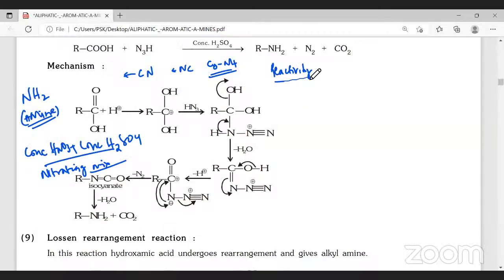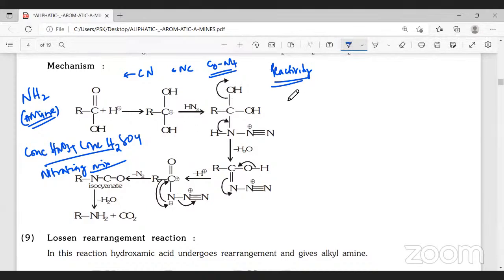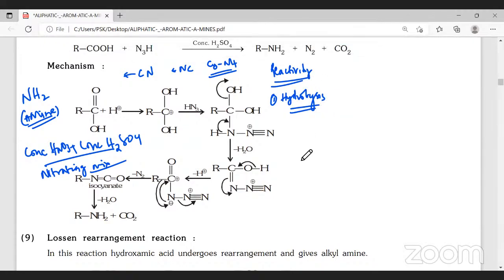Reactivity of nitriles, or it is also called chemical properties of cyanides. The first one will be called hydrolysis. Hydrolysis is addition of water. So now, for example, we will take CH3, C triple bond N. It's a cyanide. This cyanide on hydrolysis gives carboxylic acid and ammonia.